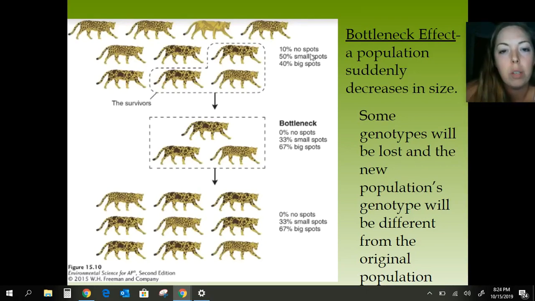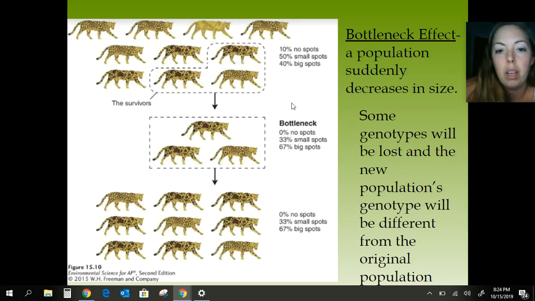Here's a diagram showing cheetahs and how their phenotype has changed over time, or their genetic diversity. So in the beginning, this is what we had. This is showing their phenotype. 10% of the cheetahs had no spots, 50% had small spots, and 40% had big spots. So something happened, some bottleneck effect, I'm guessing, and I could research this. Maybe y'all can look it up if you want. Probably some sort of natural disaster happened where it bottlenecked only these survivors.